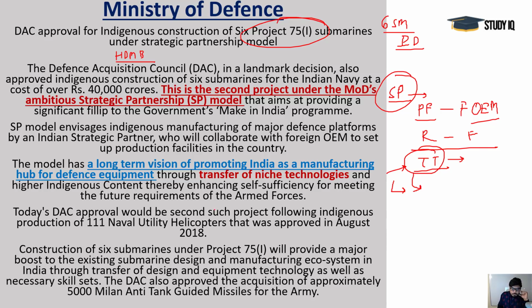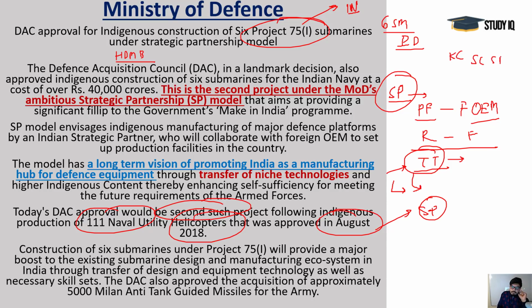one other approval would be the second such project following indigenous production of 111 naval utility helicopters that was approved in August 18. So it was the first under this SP model, this acquisition of naval utility helicopters, and the second one is this Project 75I. Okay, and it is for the Indian Navy. I asked you a question regarding this, and it is for submarines. You see, there was a project for Kalvari class, Scorpene class submarine development. Okay, that was made indigenously. This Project 75I is a follow-up of that only, and there would be 6 submarines under it. These are going to be manufactured.